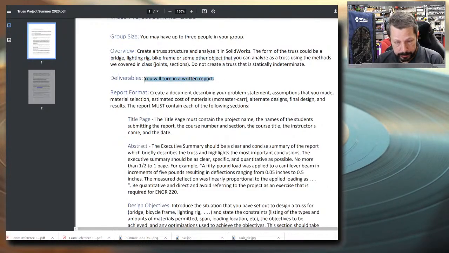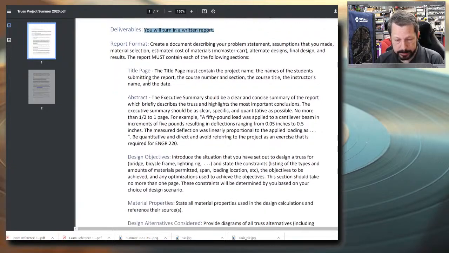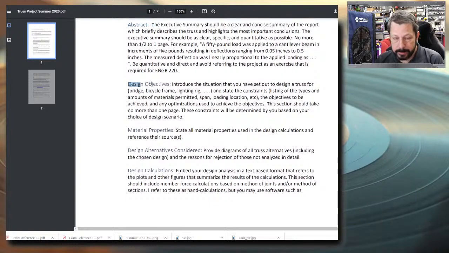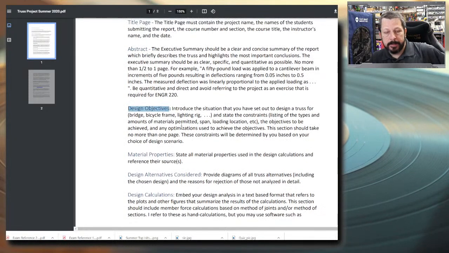You're going to turn in a written report, and here's the format for the report, basically each of the sections that go in it. You are setting your own design objectives. So if you want to build a truss, a bridge type truss, or design one, not build it, you don't have to design these to the level that somebody could actually go and make it. You just need to design in SolidWorks something that represents what you're going for.